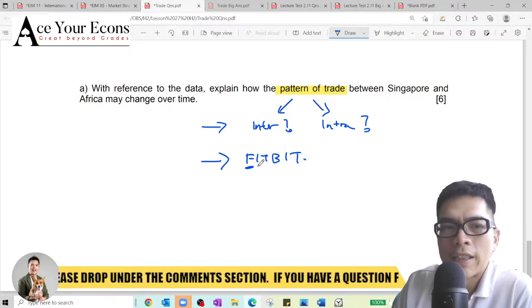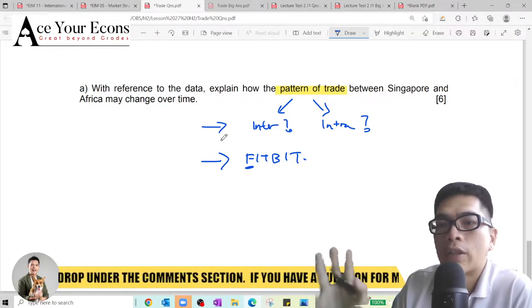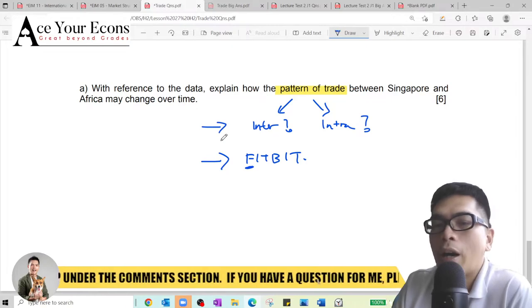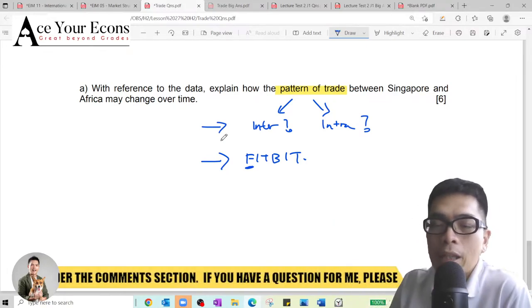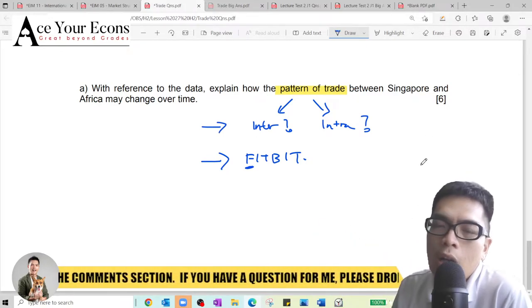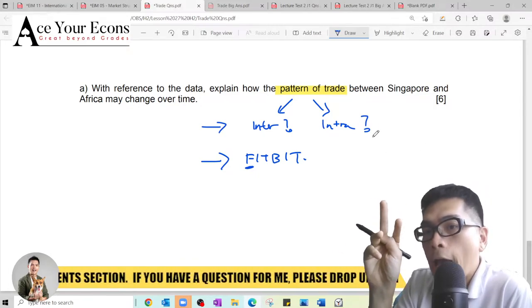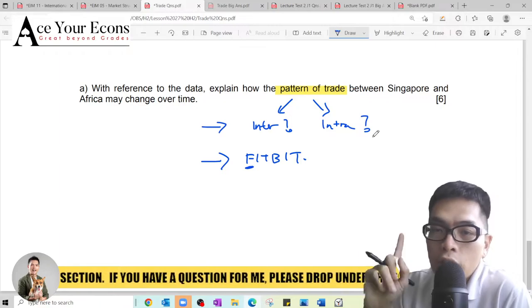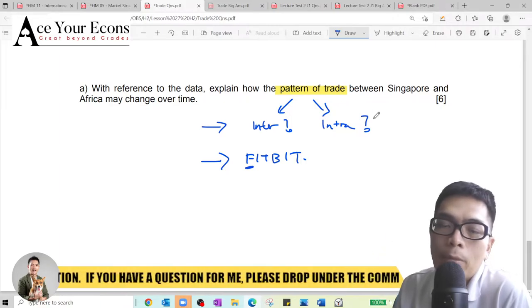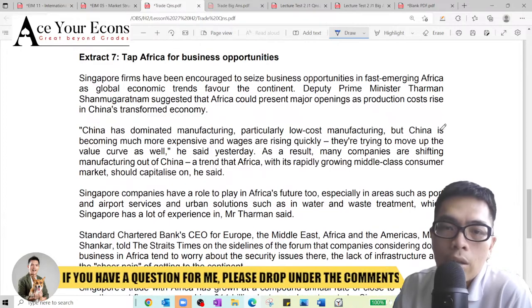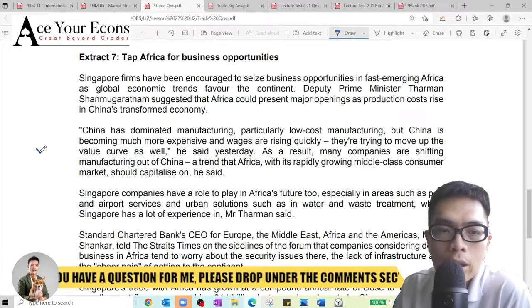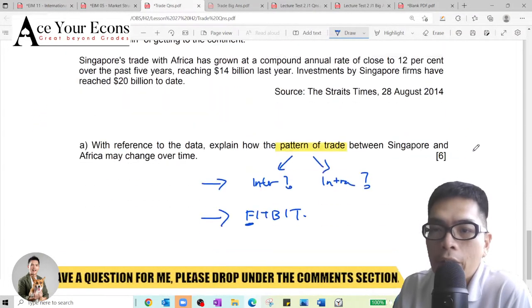Normally volume and composition. Direction is given: Singapore and Africa, these two are given, and really no other countries are involved. Maybe later you see China coming into the picture. But primarily I want you to focus on volume and composition. Direction could be affected too. There's one particular extract that you want to be concerned about when they talk about China. This can affect your direction of trade.